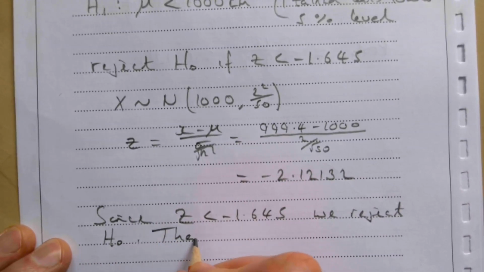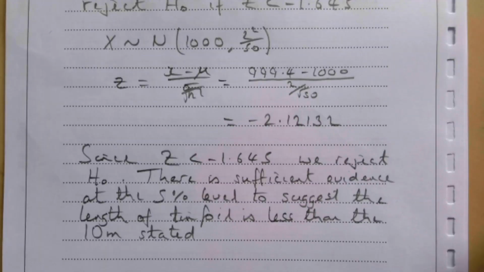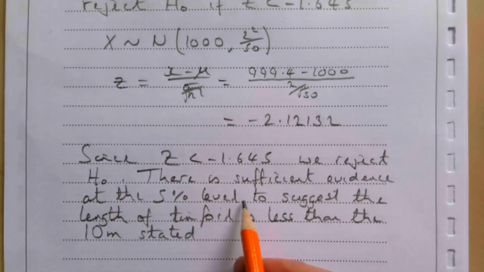Again, a wee statement then at the end. I'm actually just going to hit pause here and write this in and read it out to you. It takes so long to write this, but you want to refer to what we're doing. Okay, so here's what I've written. So there is sufficient evidence at the 5% level to suggest the length of tinfoil is less than the 10 metres stated.